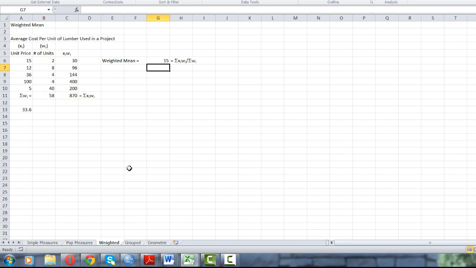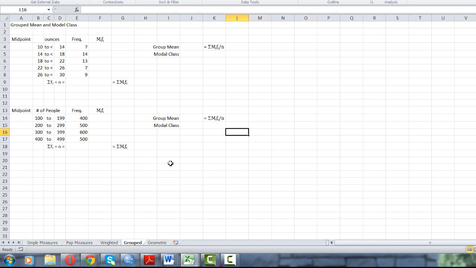So that is a weighted mean. An example of a weighted mean that you're very familiar with probably is course grades. Some people use a point system, but others use each exam is worth a certain percent and so forth. So you use the weighted mean to figure out what your course grade is.